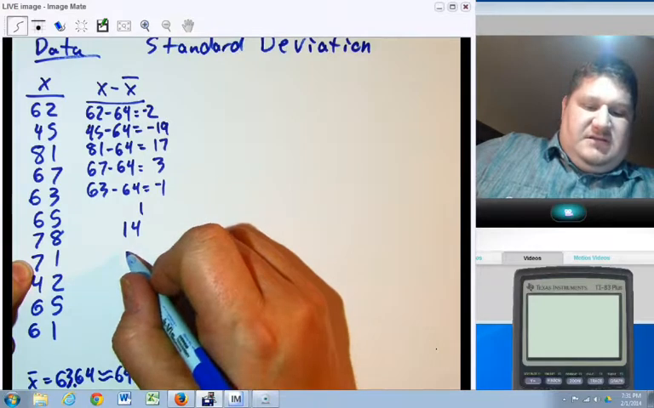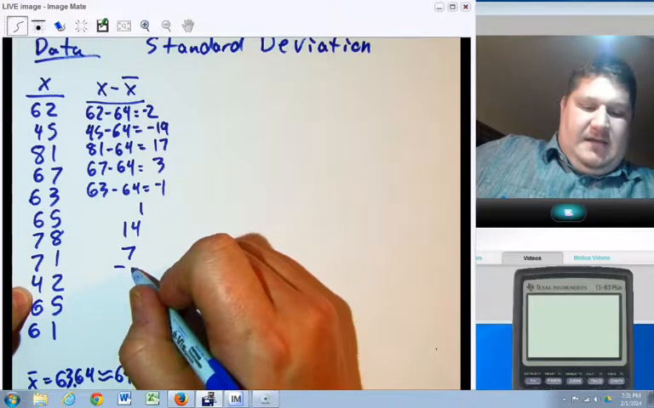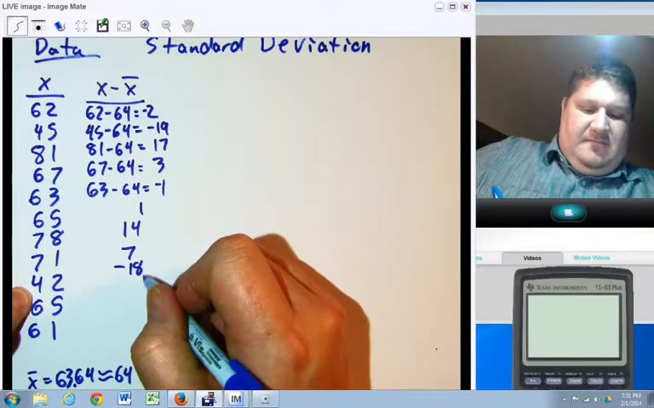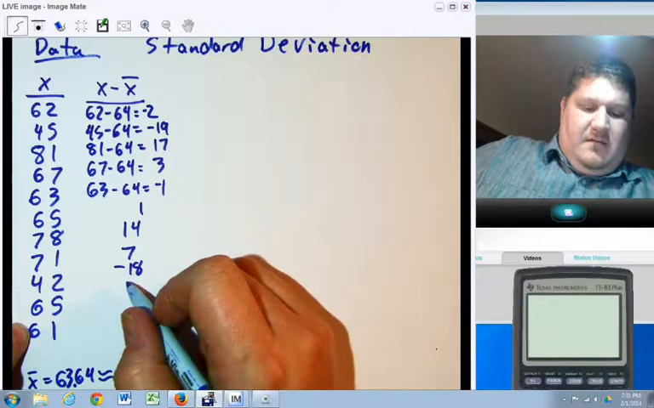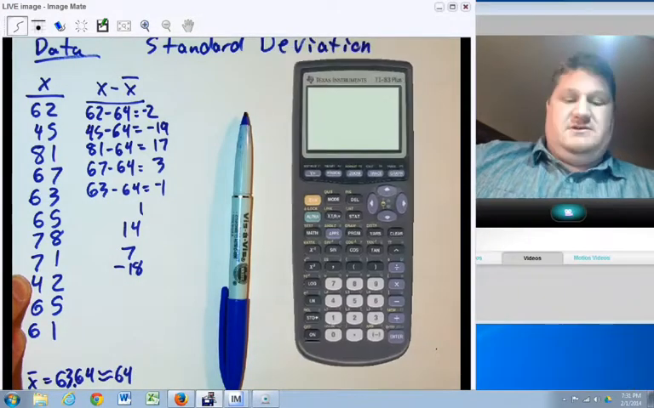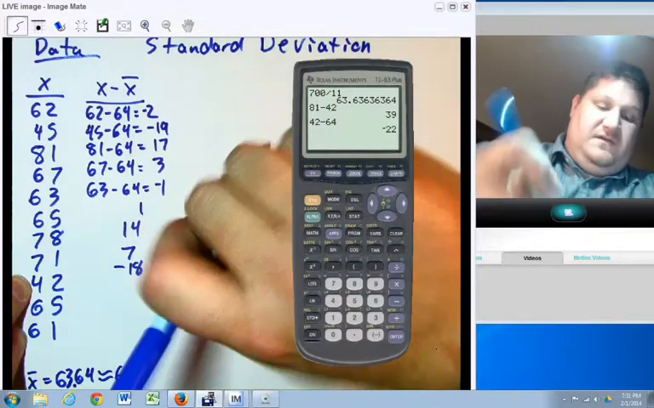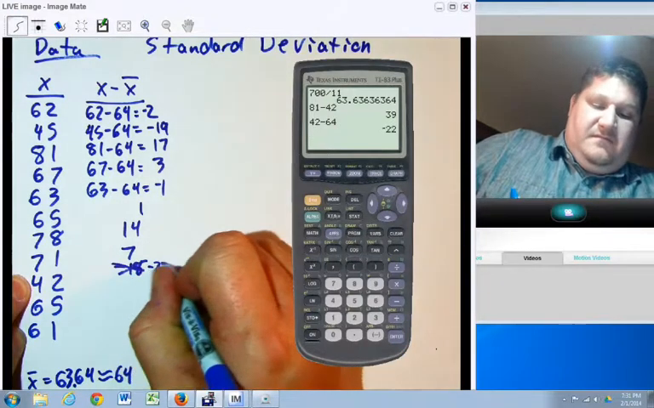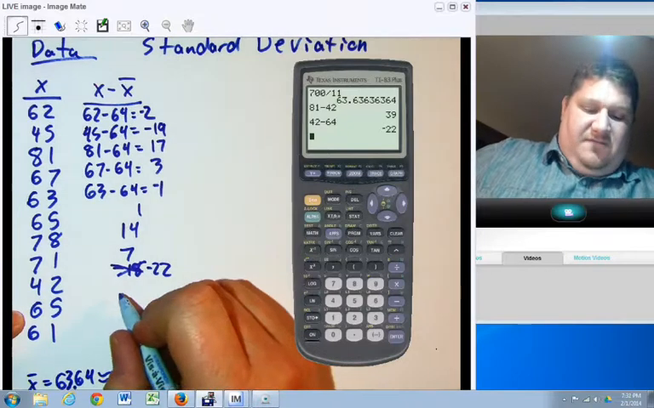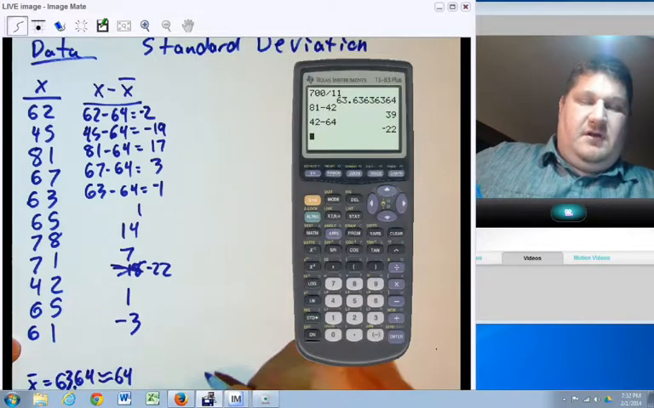71 minus 64, 7. 42 minus 64, negative 18. 42 minus 64. Let's double check that one. For some reason, brain disabled. 42 minus 64. Negative 22. It's a good thing we checked it. Okay. And finally, 65 minus 64 is 1. And 61 minus 64, negative 3.